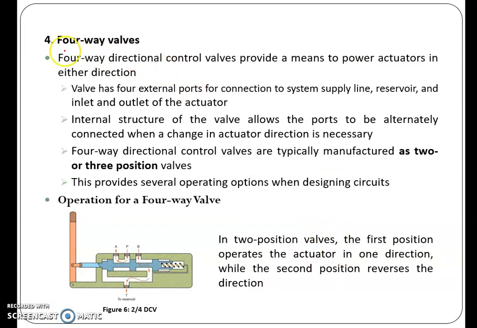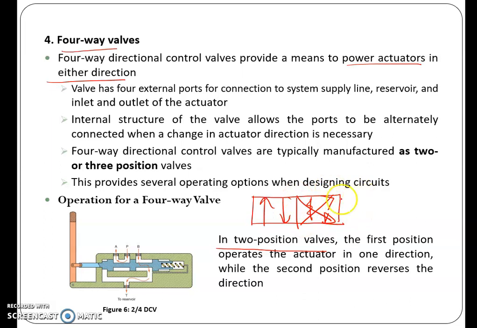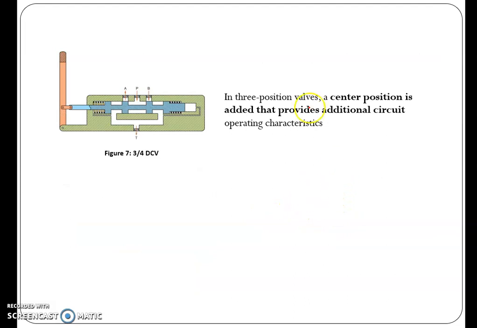Okay, the four-way valve means to power the actuators in either direction. For example, this is the two-position valve. In the first position, the cylinder will extend, and in the second position, the cylinder will retract. Okay, this is the two positions.